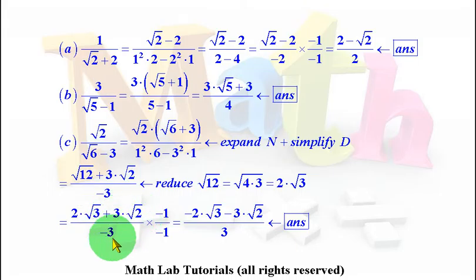And because we can make that look a little prettier, completely optional, multiply top and bottom by negative 1. When you distribute that negative 1, we get minus 2 root 3 minus 3 root 2, all over 3. And voila, we're done. So let's have a look at the next question.